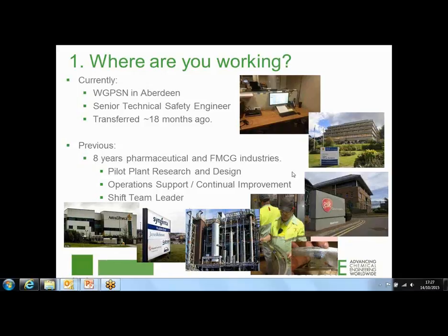So this is a few of the places I've worked at. This is where I am right now in Shell in Aberdeen. I've also had about 4 years at GSK in Dartford, just outside London. That's one of the members of my team as shift team leader at CCE, and I've also had a few little stints at AstraZeneca and Syngenta.